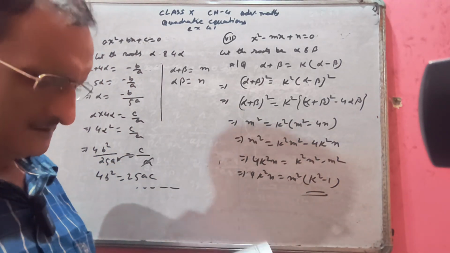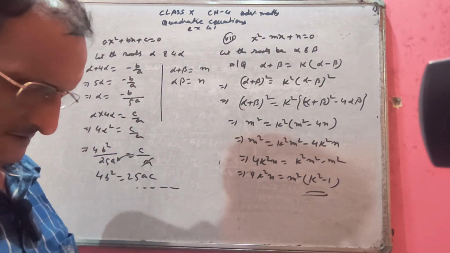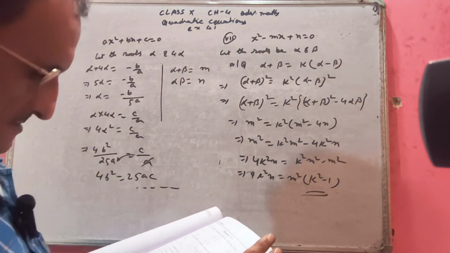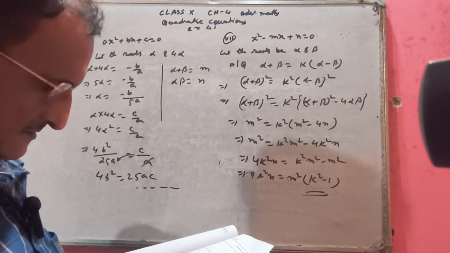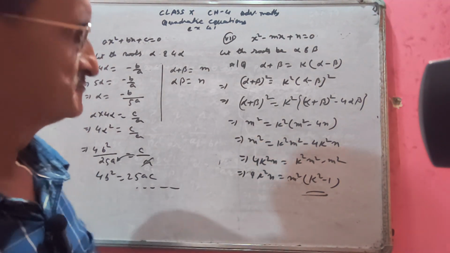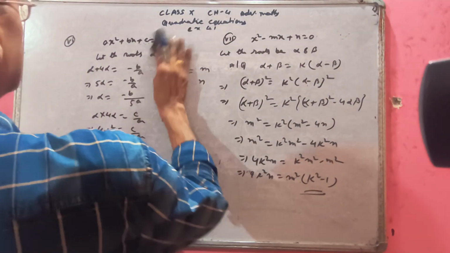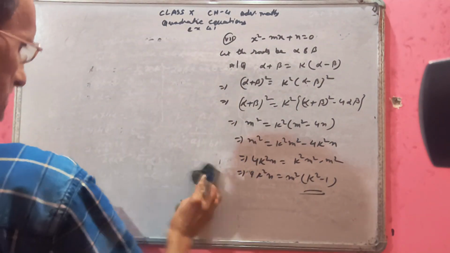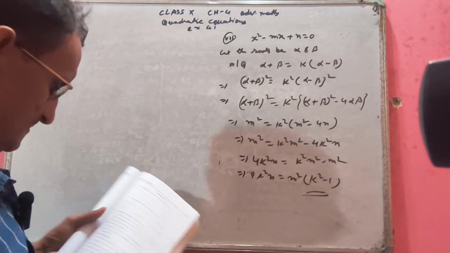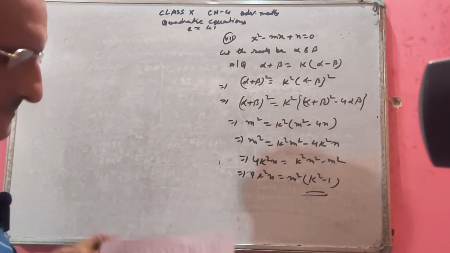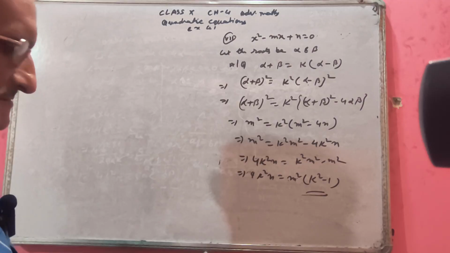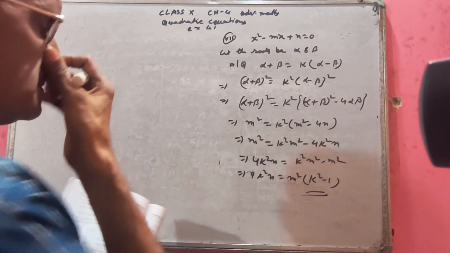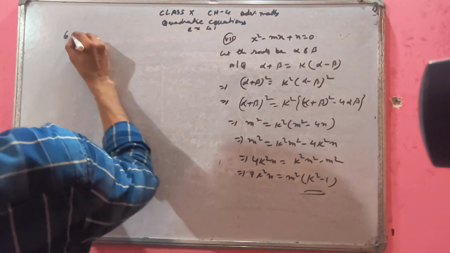So this was number 7. 7 or 6? Oh, this is 7, okay. Now, number 5 completed perhaps. So now number 6.